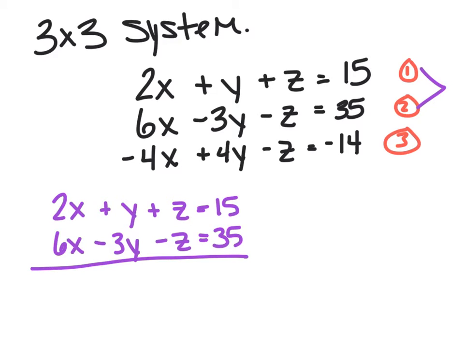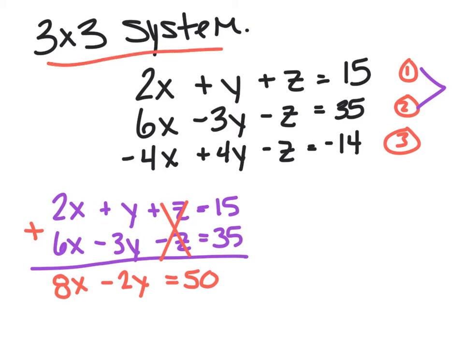Now, it doesn't mean you have to, but like I said, it's the smartest one, because I don't have to multiply either of these by anything, I just need to add them together. So I'm going to get 8x minus 2y, those eliminated, equal 50. So now I've reduced my 3 by 3 into a 2 by 2, because I have two variables.